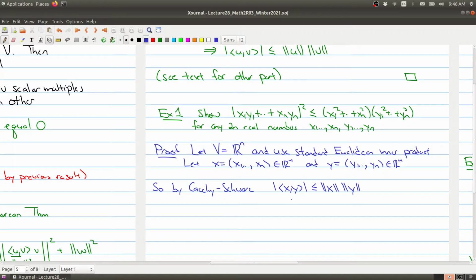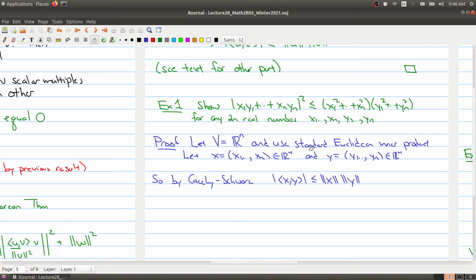But this is just applying Cauchy-Schwarz, and now you unpack it using the standard Euclidean inner product. What is this particular term right here? The inner product of x and y is simply x1 y1 plus x2 y2 up to xn yn. And on this side, what's the norm of x? Sorry, maybe I need to put all squares here. So squared. And what's happening on this side? This is the norm of x squared, and that's just x1 squared up to xn squared, times y1 squared up to yn squared. And there you go.